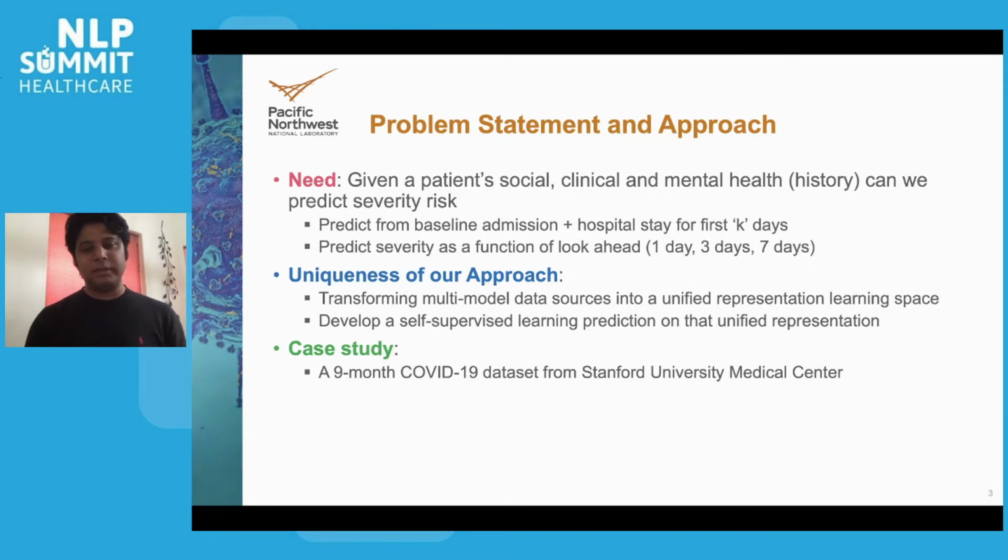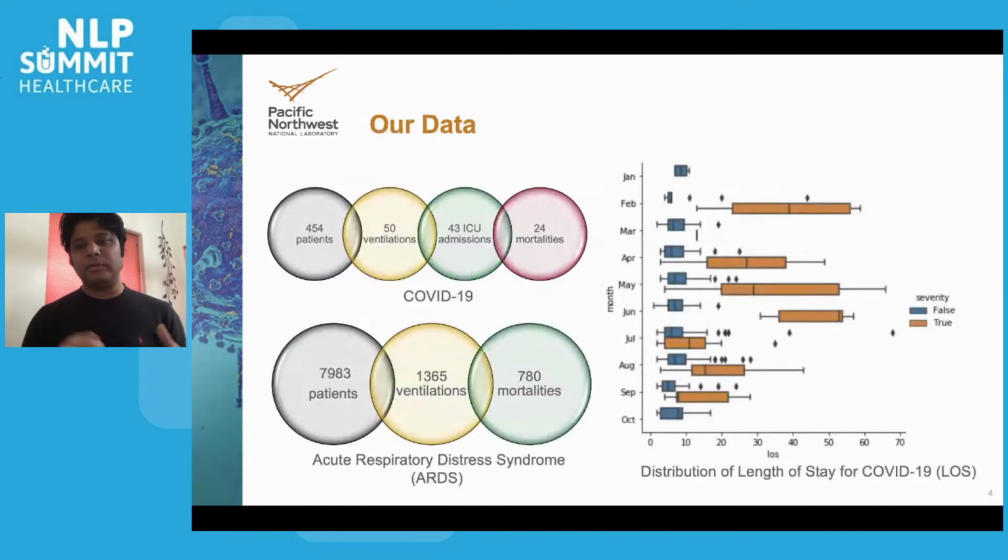And as I said before, this study is done on a 9-month COVID-19 data set collected from 2 hospitals that's part of the Stanford University Medical Center. So there are 2 data sets that we make use of in this work. As I'll elaborate more in the later half of the presentation, our prediction model is using a self-supervised learning approach. And self-supervised learning approaches, or in general, deep learning models, they do better if you have more data.